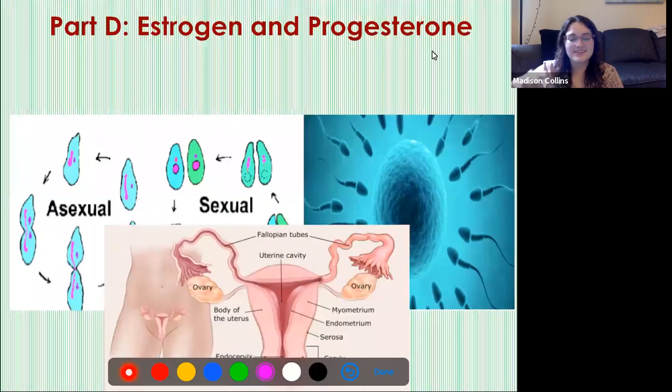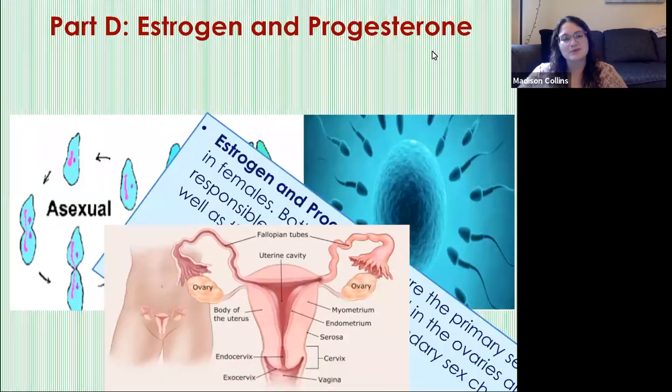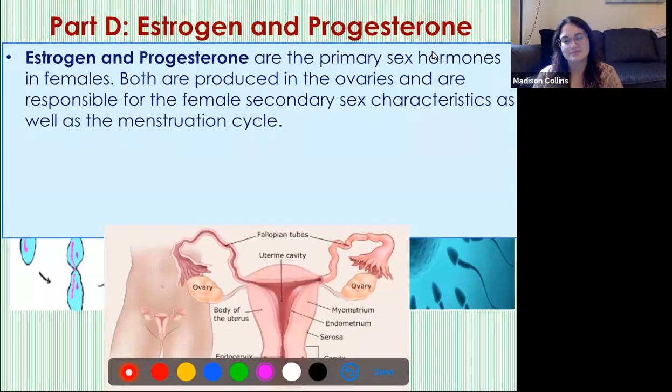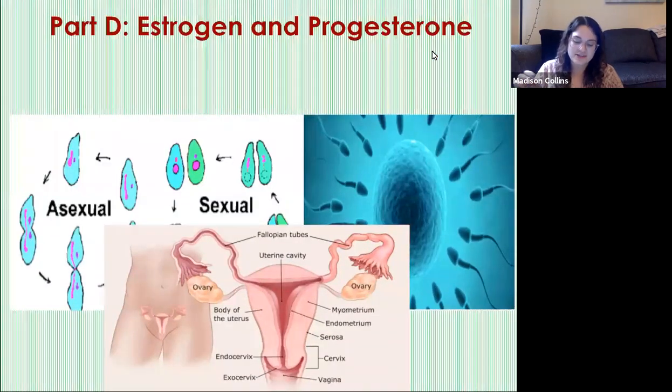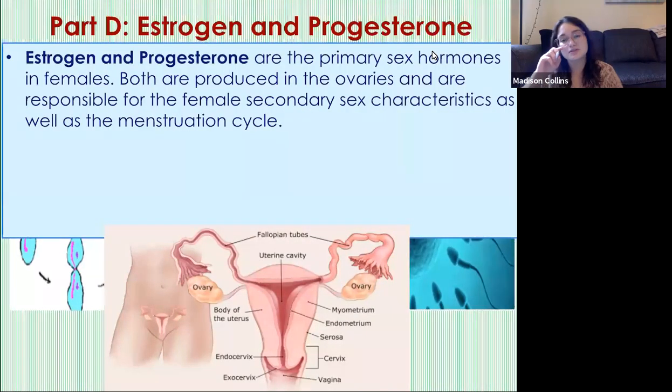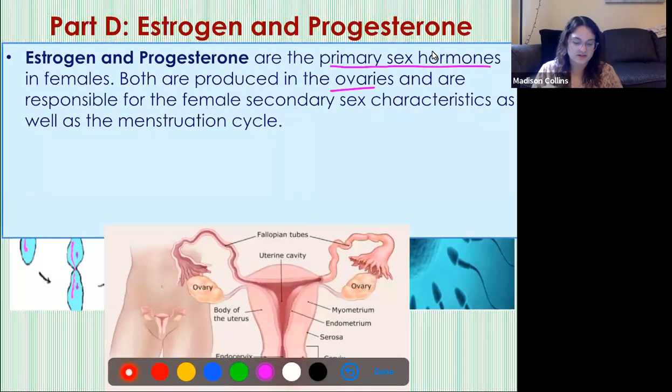All right. Now, the last thing we're going to talk about today are 2 of the hormones that we need to know for the female reproductive system. We have heard about these before, and those are estrogen and progesterone. So these are the primary sex hormones found in females. Both are produced in the ovaries and are responsible for the development of female secondary sex characteristics in female bodies as well. And this is also what is responsible for the menstruation cycle. So every single month when you get your period, these hormones are to blame. Okay, so I'm going to highlight primary sex hormones produced in the ovaries, secondary sex characteristics, menstruation cycle.